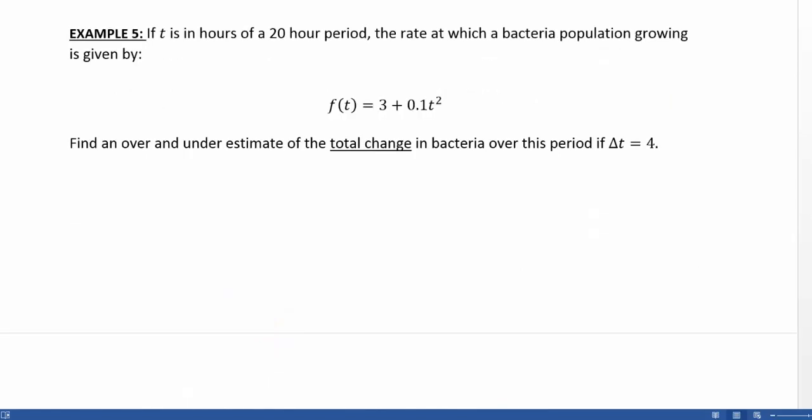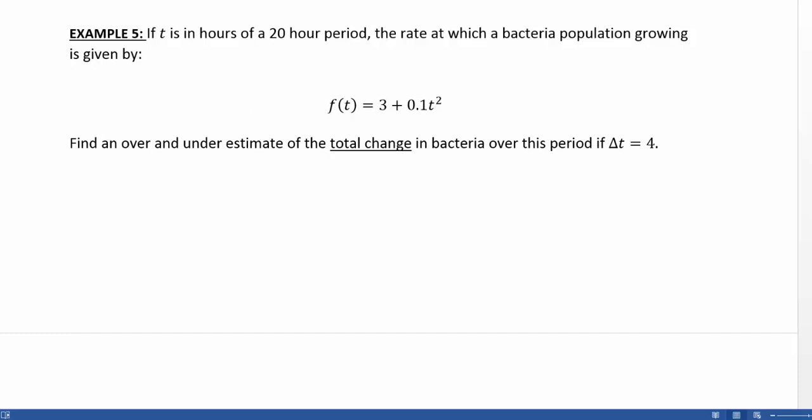Example 5. If t is in hours of a 20-hour period, the rate at which a bacteria population is growing is given by f of t equals 3 plus 0.1 t squared. Find an over and under estimate of the total change in bacteria over this period if delta t equals 4.